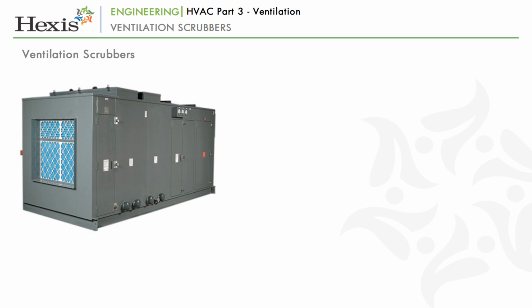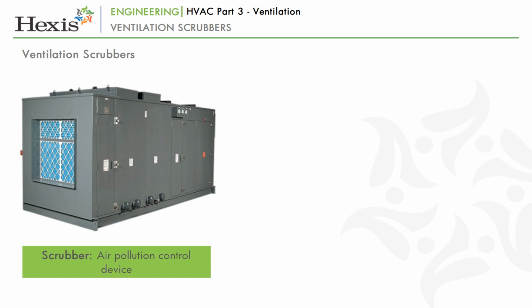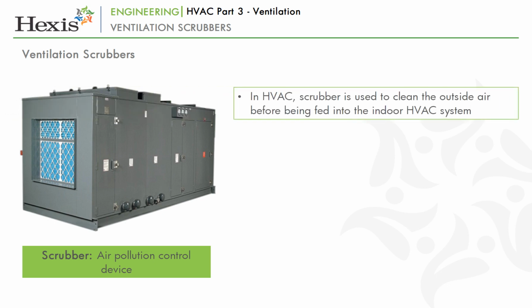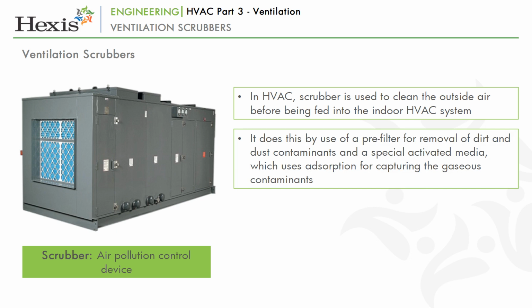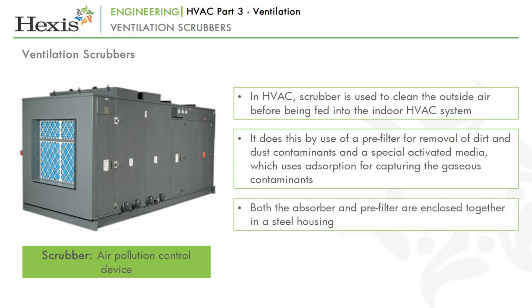Next, we will have a look at ventilation scrubbers. A scrubber is essentially an air pollution control device used to remove particulates or contaminants from the air. From the specific purpose of HVAC, the scrubber is used to clean the outside air before being fed into the indoor HVAC system. It does this by use of a pre-filter for removal of dirt and dust contaminants and a special activated media which uses absorption for capturing the gaseous contaminants. Both the absorber and pre-filter are enclosed together in a steel housing.